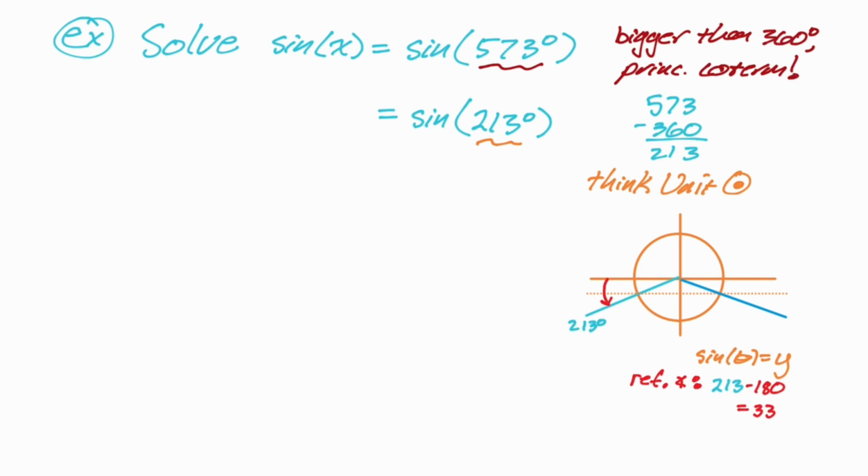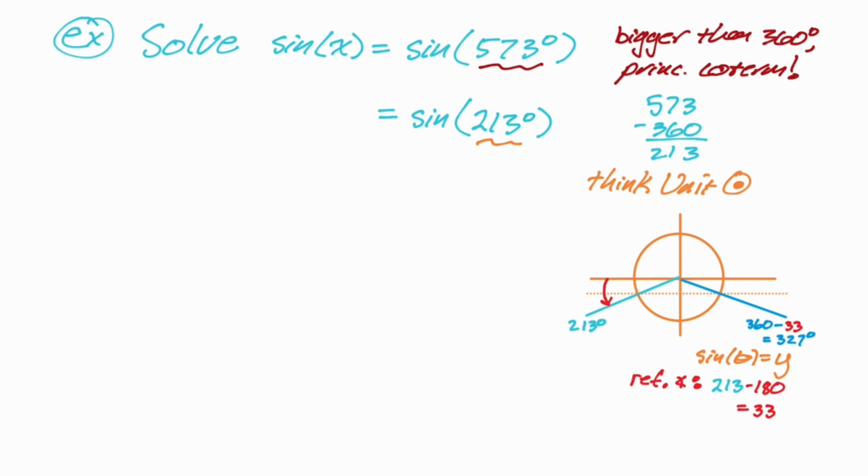Now, how do I put this in quadrant 4? In quadrant 4, if I know the reference angle, to find the angle, I'm going to do 360 minus the reference angle. So 360 minus 33 is 327. So the two principal angles that are solutions to this equation are 213 degrees and 327 degrees.